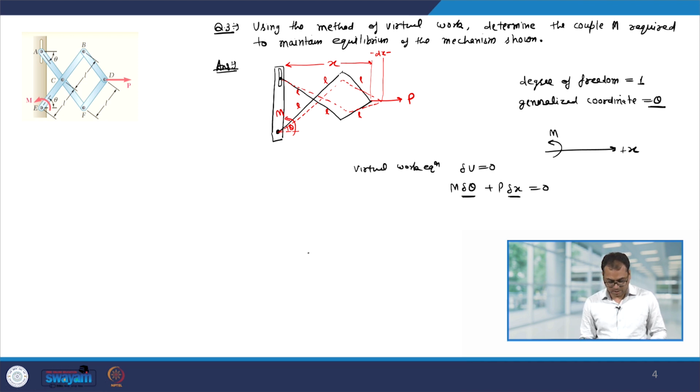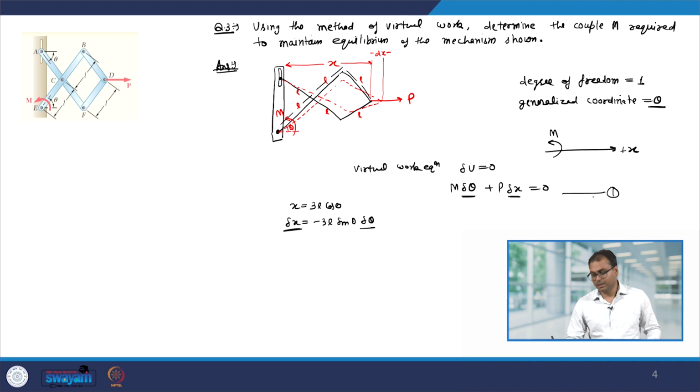So, you can see here that x is 3L cos theta, because this length is L, this is also L, and this is also L. So, the x will be 3L cos theta. From here we can find out that dx will be minus 3L sin theta delta theta. So, this gives me the relation between x and d theta, and let us put that in equation number 1.